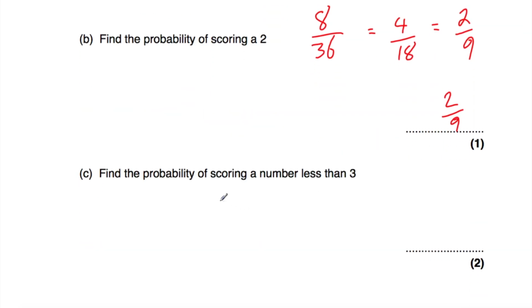So 24/36. And that's it. And we could cancel that down if we wanted to. So both of these numbers are divisible by 12. So dividing them both by 12 would be 2/3. So the probability of scoring a number less than 3 would be 2/3, or 24/36. And that's it.